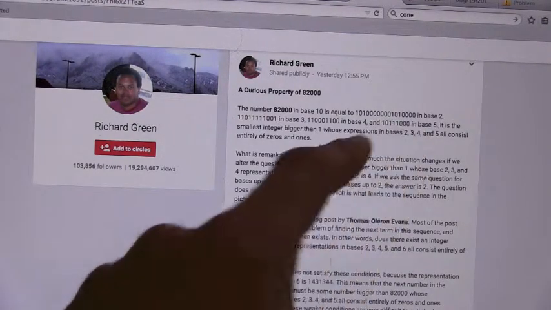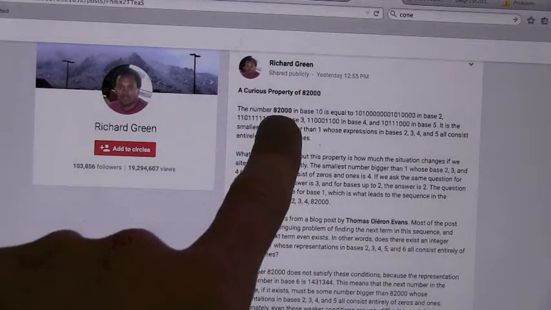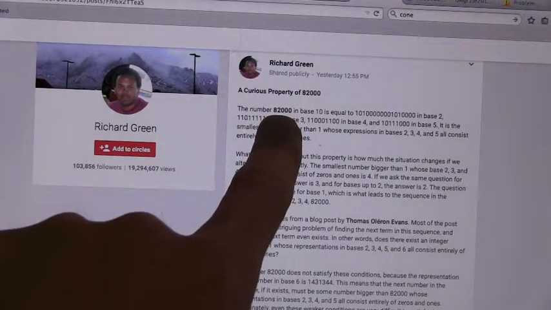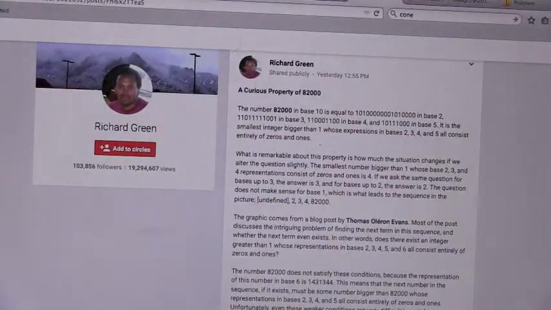What's common about those numbers? Well, they're all made of ones and zeros. Isn't that interesting? So it's the first number that is made up entirely of ones and zeros in base 2, base 3, base 4, and base 5. What about in base 6?